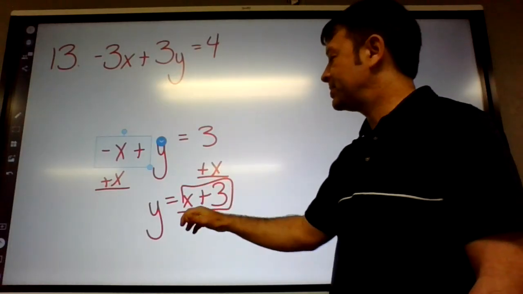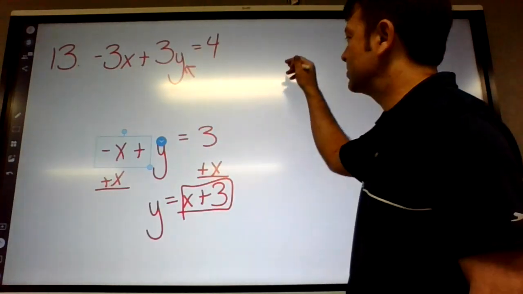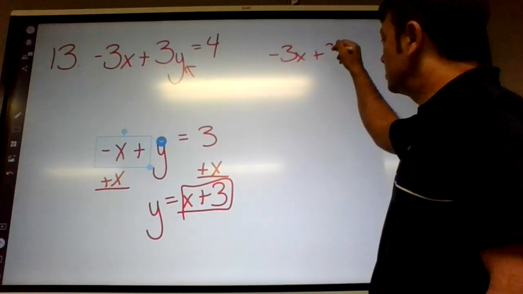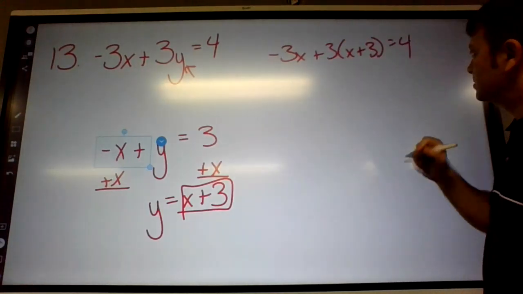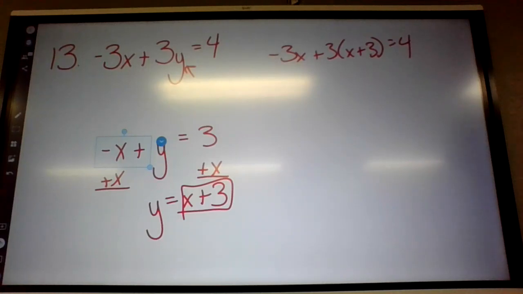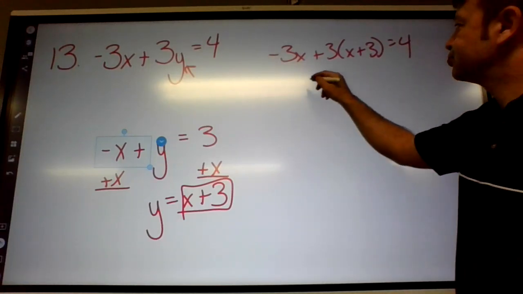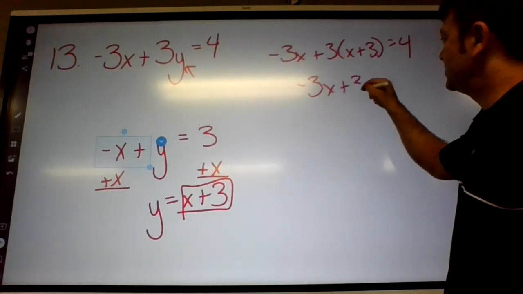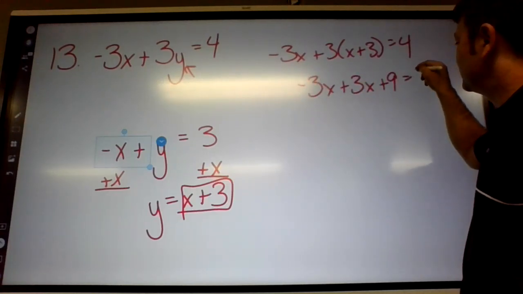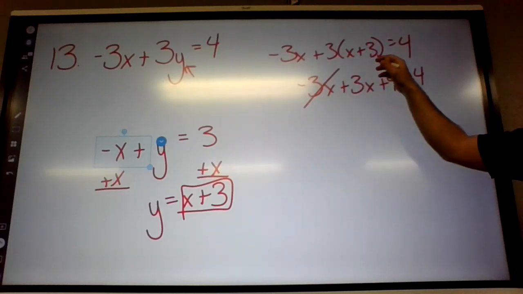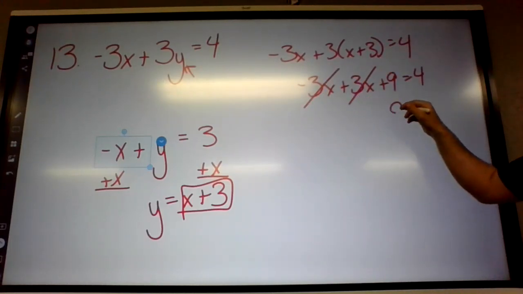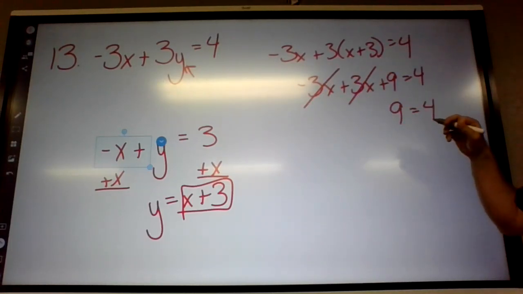So I'm going to substitute this in for this y. Lots of 3's on this one. Uh-oh. -3x plus 3x is 0. 9 equals 4.